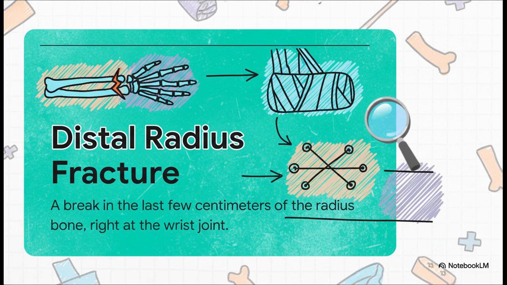Your patients are going to come in saying they broke their wrist, but for us, we need to be more precise. We're talking about an injury to the metaphysis, that flared out, spongy part of the bone right before you get to the wrist joint. And that specific spot? It's super vulnerable because of how all the force from a fall gets channeled right through it.